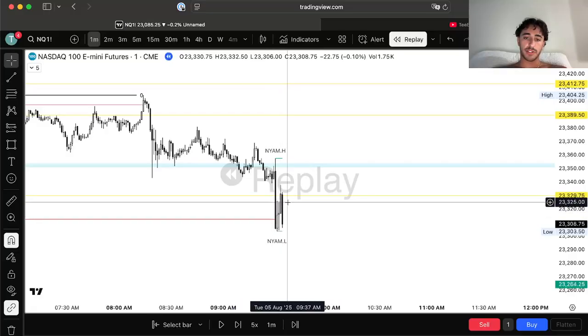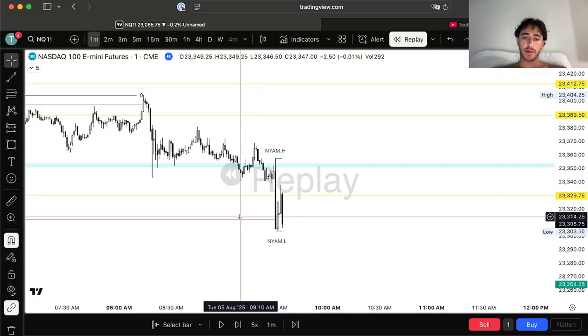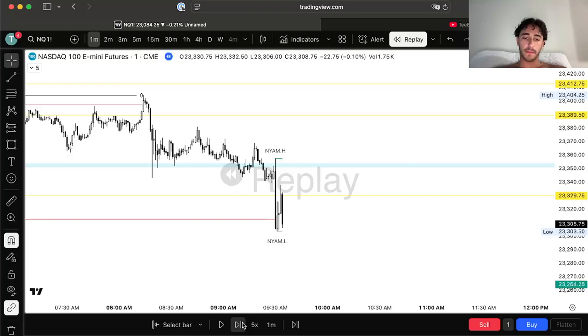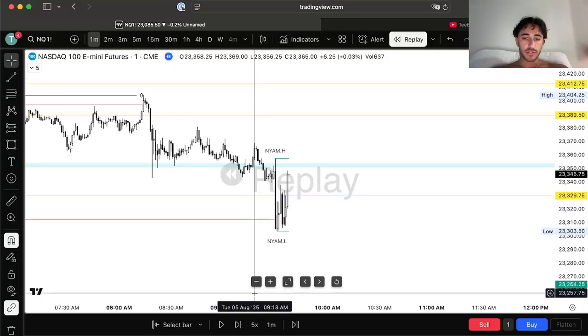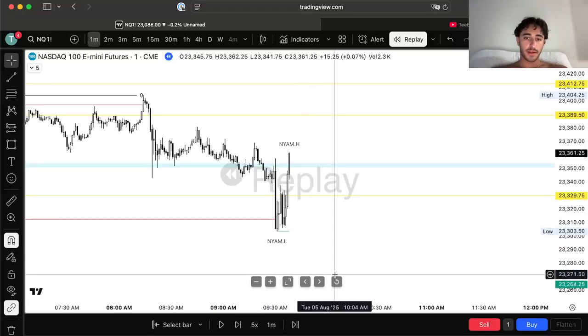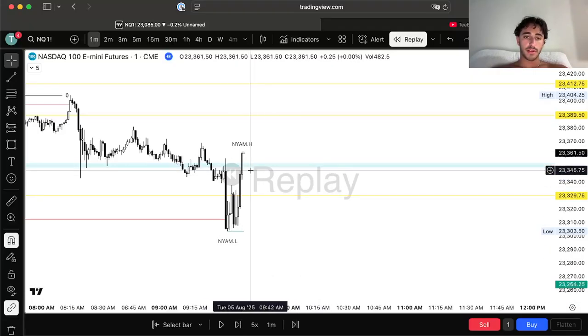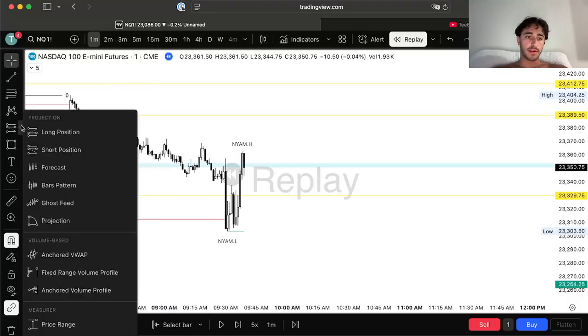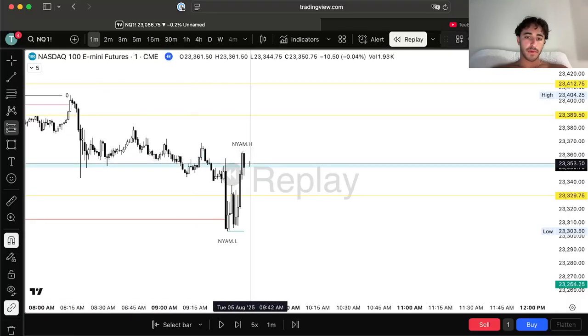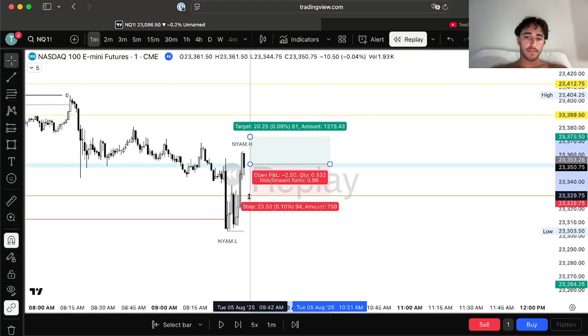I did not take this short. Why? Because we already swept out session liquidity. That would be pattern trading. So as you can see right here, we get a strong close above, right, on the 1 minute. And then I did enter my trade right about here, right as we were testing new day opening gap.